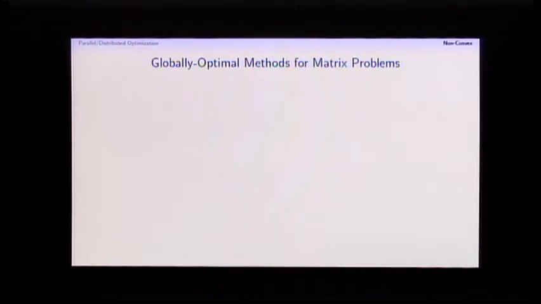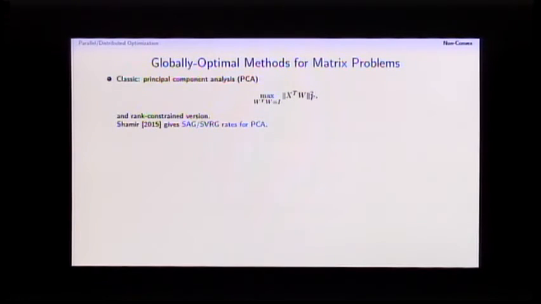Okay. There is a little bit of good news in that there are some non-convex problems we can actually solve. So the classic one is PCA.